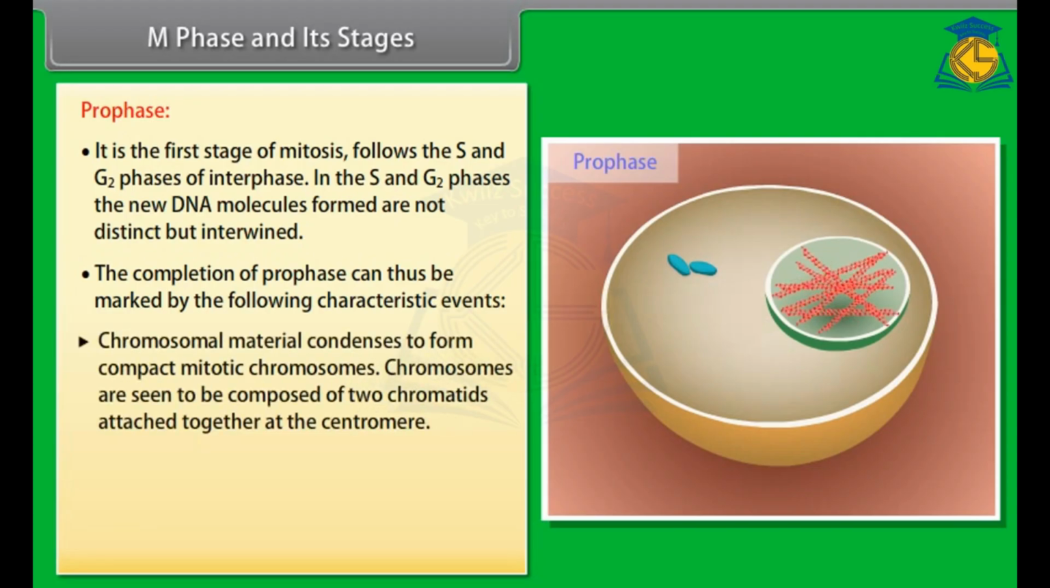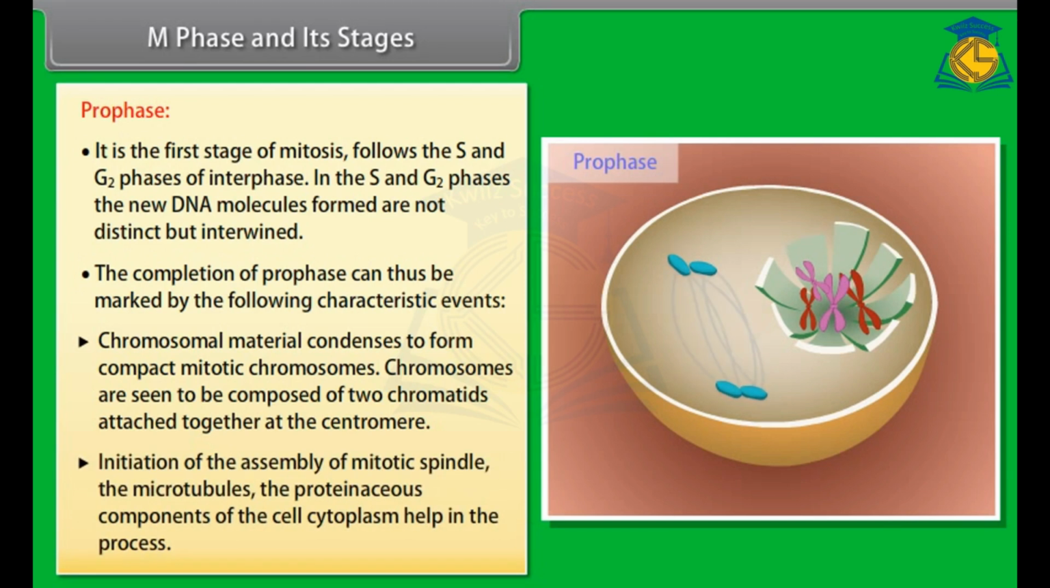Chromosomal material condenses to form compact mitotic chromosomes. Chromosomes are seen to be composed of 2 chromatids attached together at the centromere. Initiation of the assembly of mitotic spindle; the microtubules, the proteinaceous components of the cell cytoplasm, help in the process.